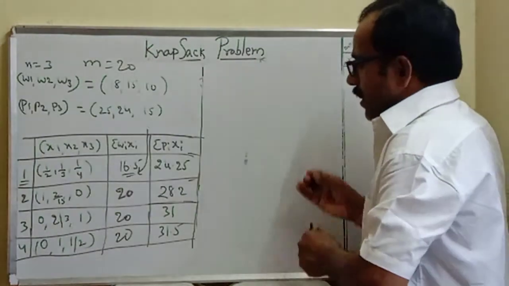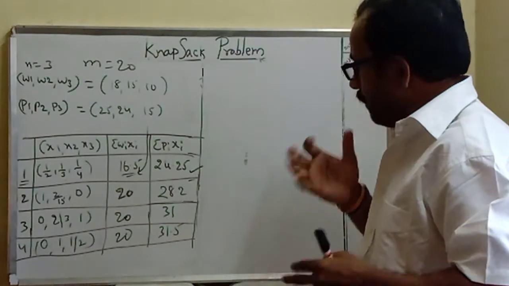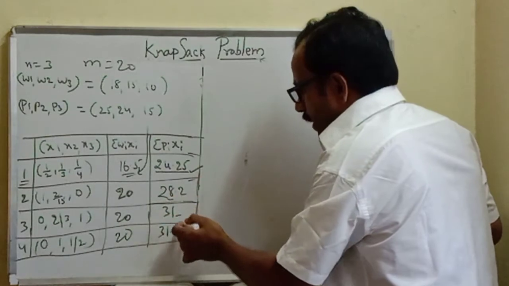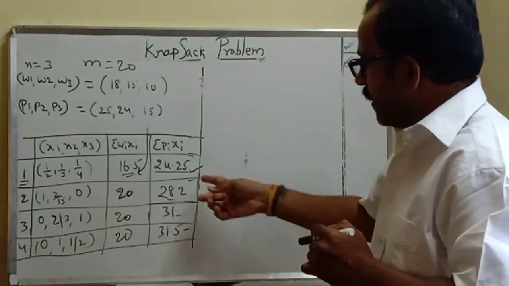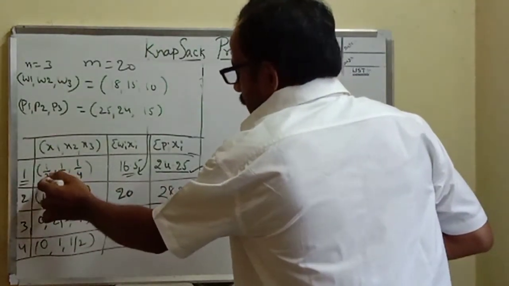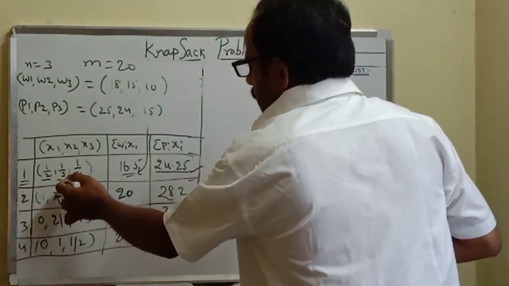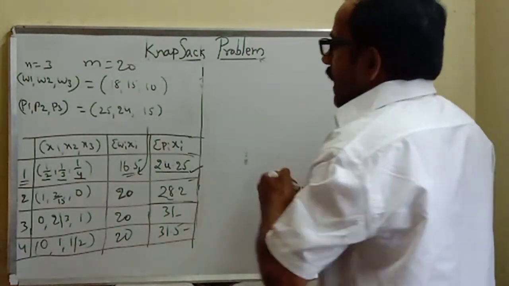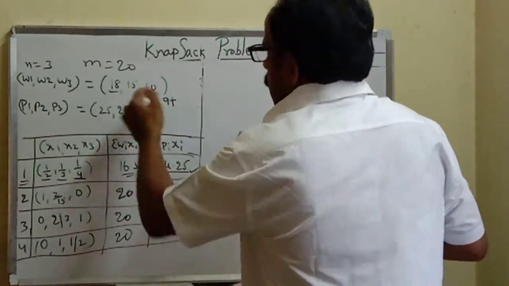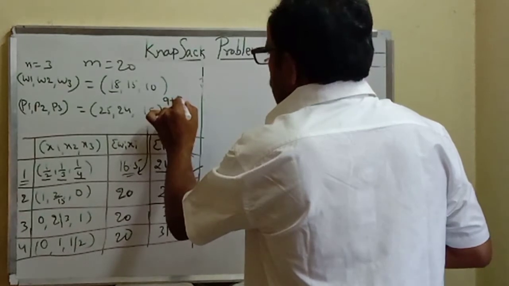So my intention of showing the first solution is, if you don't fill the knapsack completely, then we get less profit, because if you compare this solution with all the remaining solutions, this solution is smaller. Then the remaining possibilities: suppose you take half of the first item, 1/3 of the second item, and 1/4 of the third item. What is half of the weight? Half weight is 9 units. Plus, what is 1/3 into W2?